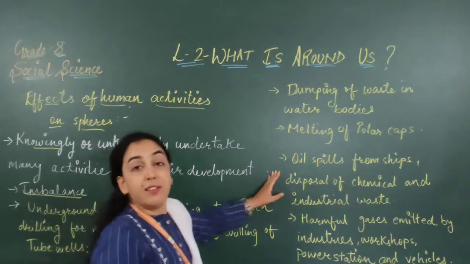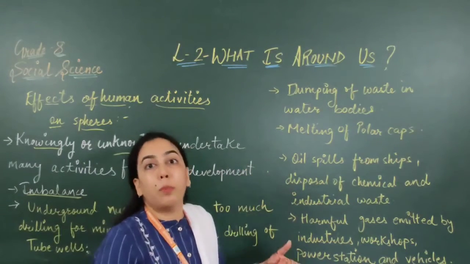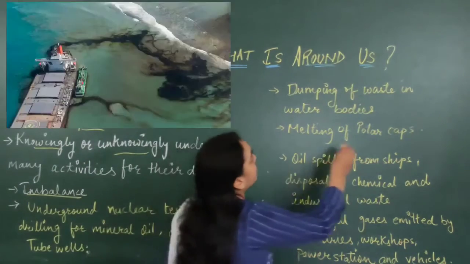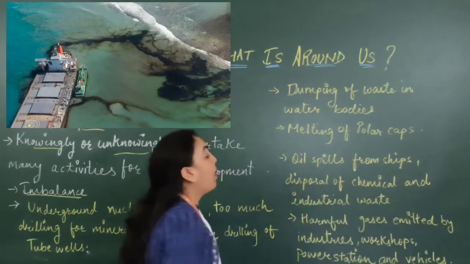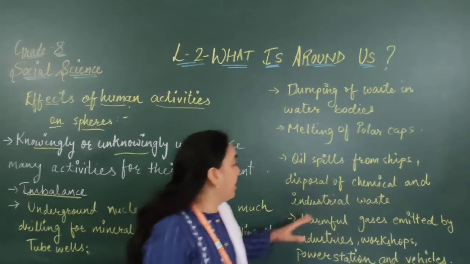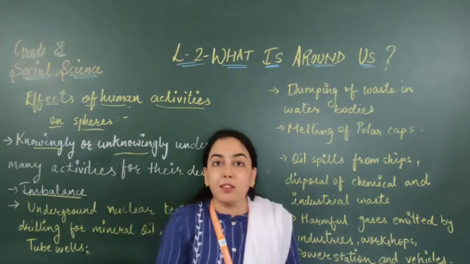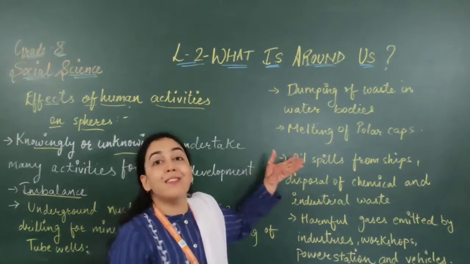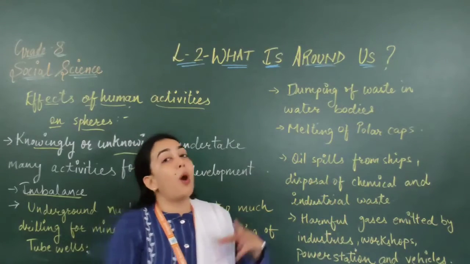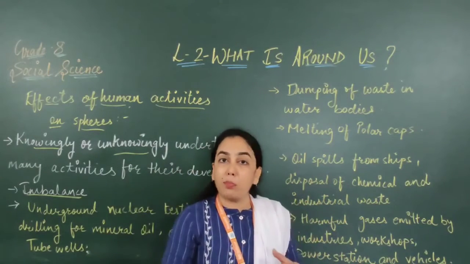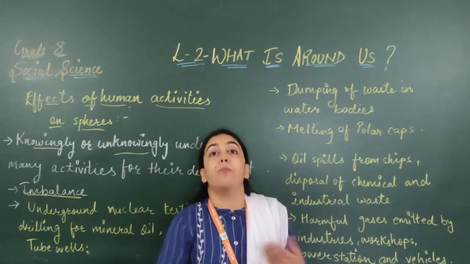Next, once again we are talking about water pollution. Oil spills from ships, disposal of chemical and industrial waste. That means there are many activities which are done inside the seas. For example, oil is getting spilled from the ship. Ship means oil is flowing. So what will happen? The sea will get polluted.